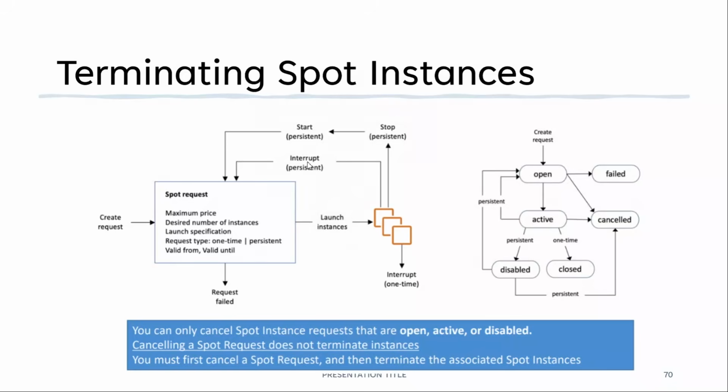And remember one thing: if you have a persistent spot request, first cancel the spot request and then terminate the associated instances. Why? Because if you terminate your spot instances while the persistent request is active, it will request those instances again. So first cancel the persistent spot request, so that even if your instances get terminated, the spot request will not request them again.